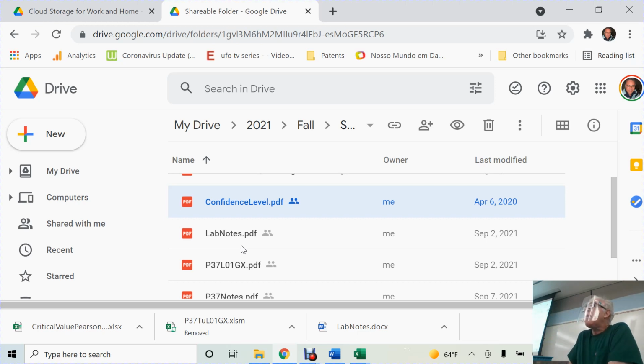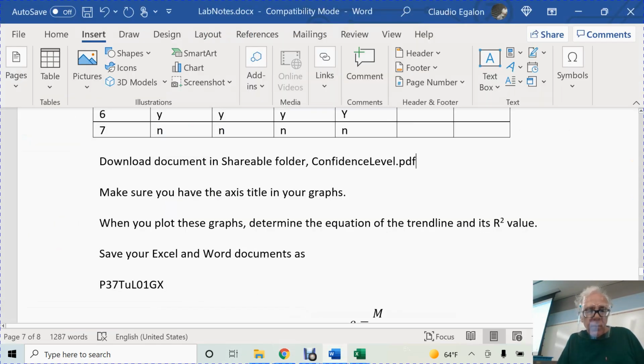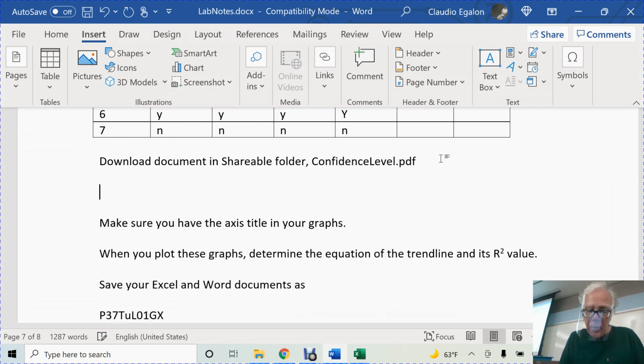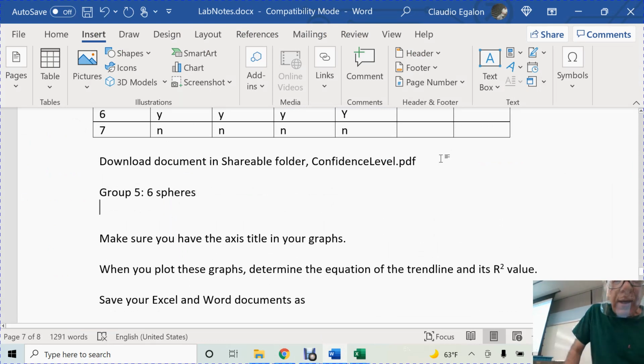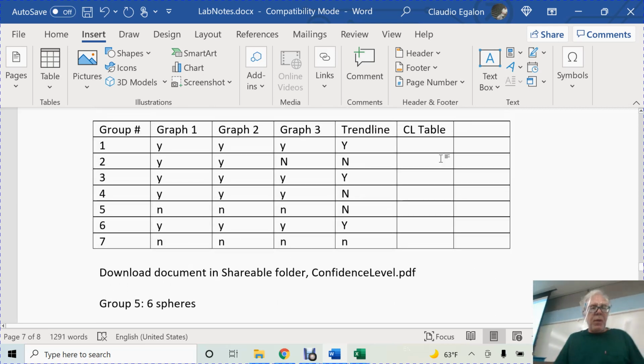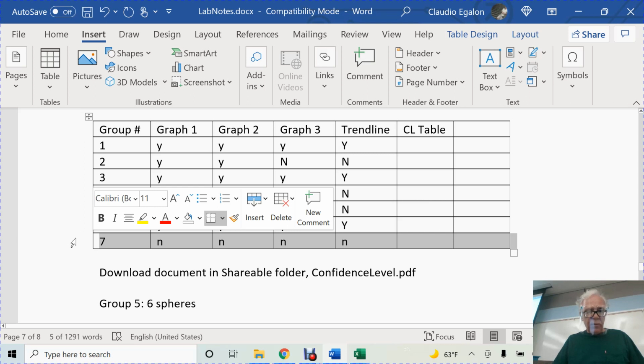Okay, here you go. I got it. 6, group 5, right? Okay. Group 5. Okay, so let's see. Group 5 is a little bit behind. Group 7 also has a plot in there.